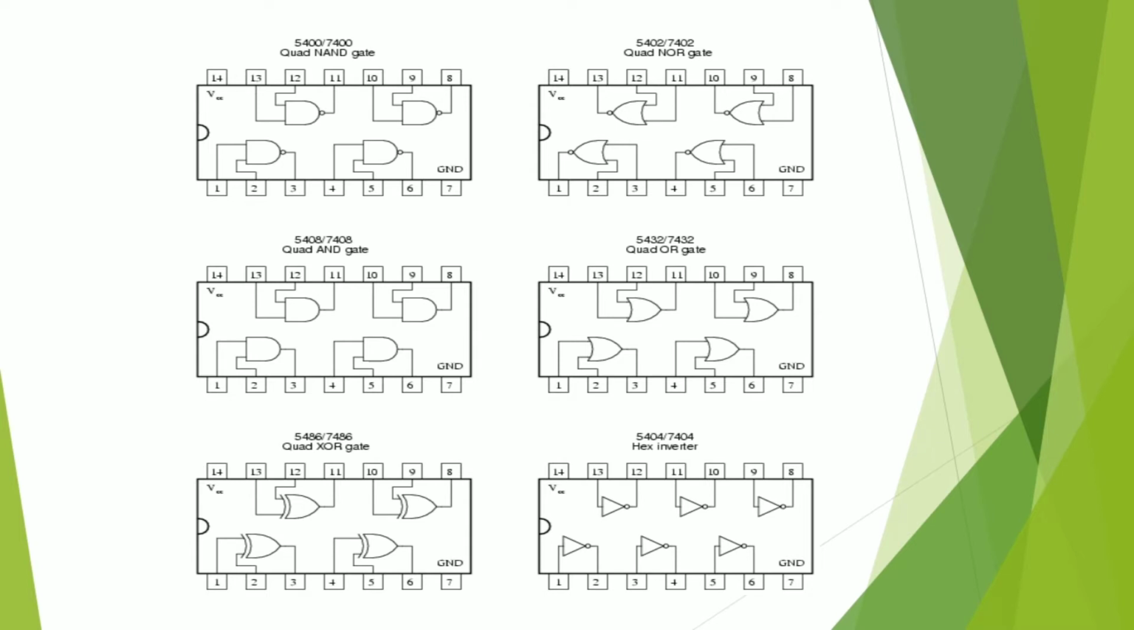Let us consider this one gate. Here pin number 1 is the input, pin number 2 is the input, and pin number 3 is the output. Similarly, if we consider this gate, here pin number 4 is input, pin number 5 is input, and 6 is output. Pin number 7 is used for ground, and pin number 14 is used for VCC. In the same way, we have to go for the pin details of the remaining logic IC gates.